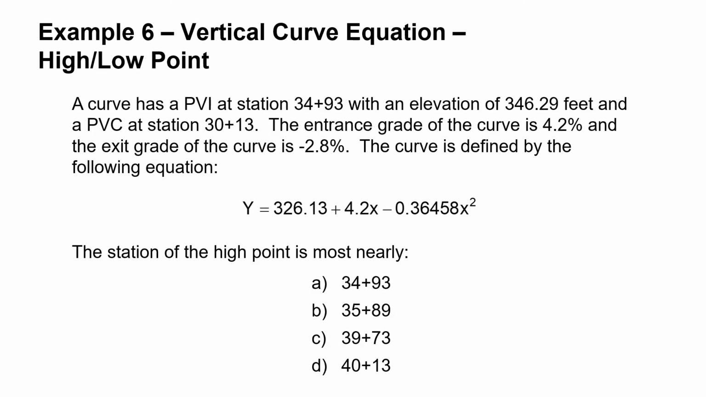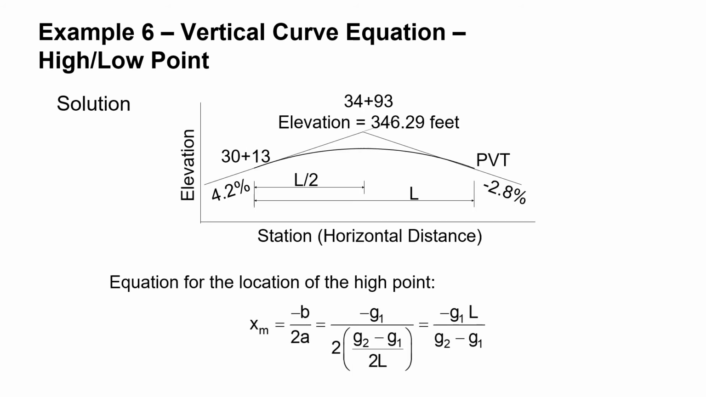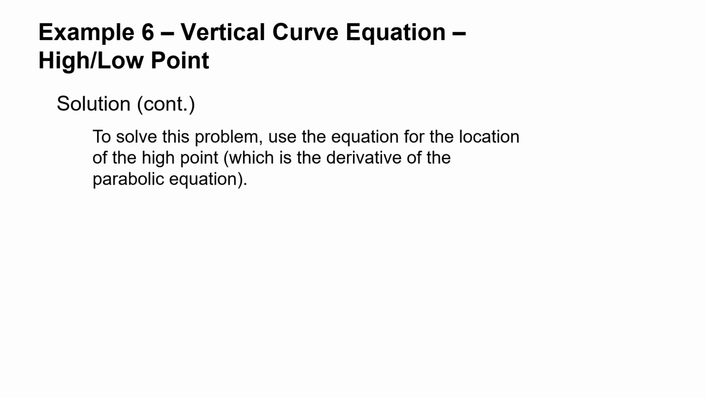Next, we're given very similar information. This time we're told to find the station of the high point. So again, a nice drawing. We also know for this we're going to use the equation for the location of the high point, x sub m, which is equal to negative g1 times L over g2 minus g1. So we're going to use that equation to find the location of the high point, which again is just a derivative of the parabolic equation, setting the slope equal to 0.